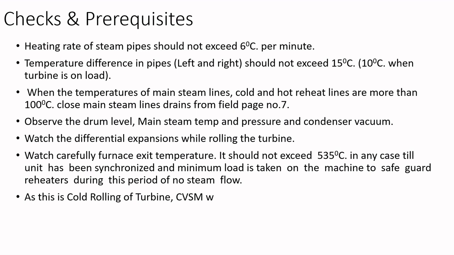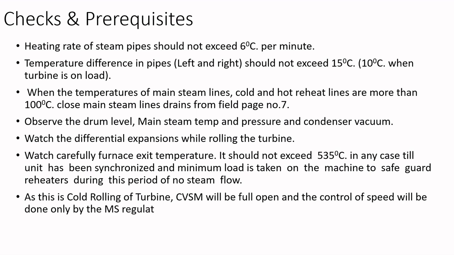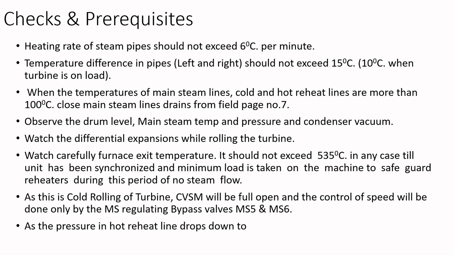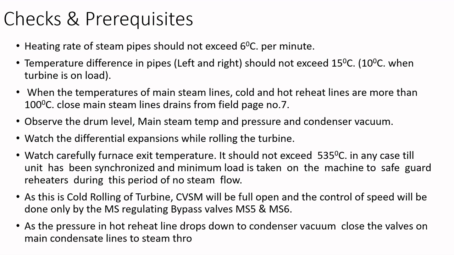As this is cold rolling of the turbine, the CVSM will be fully open, and the control of speed will be done only with the main steam regulating bypass valves MS5 and MS6. As the pressure in the hot reheat line drops down to condenser vacuum, you have to close down the valves on main condensate lines to steam throw off devices. The valves are MC39 and MC57.